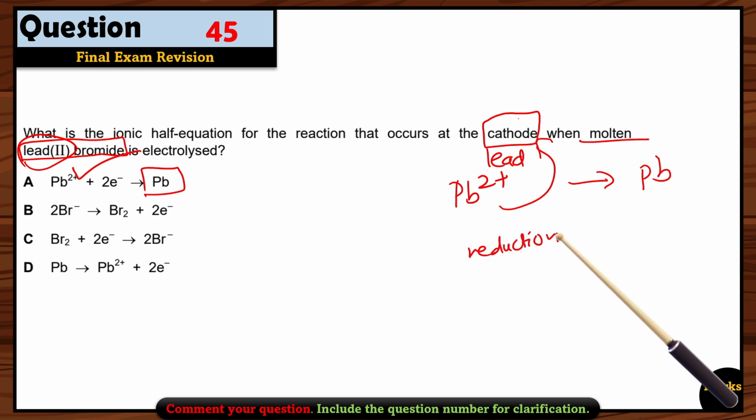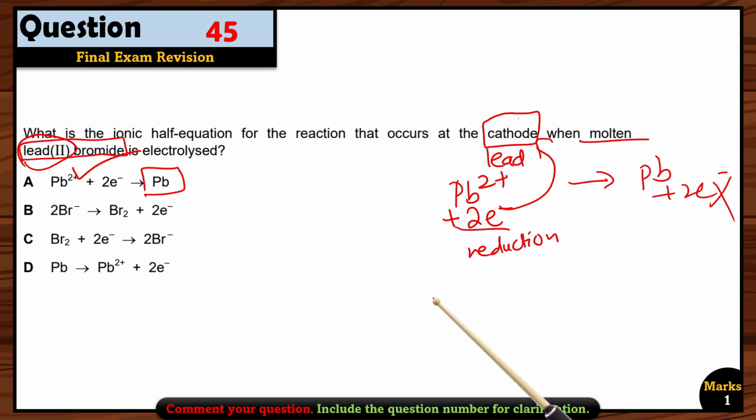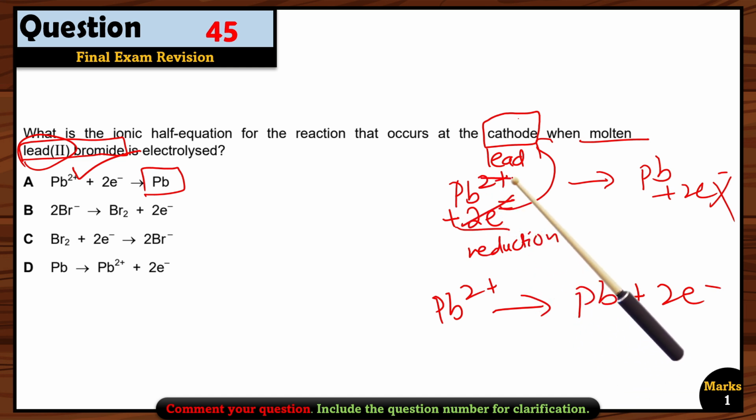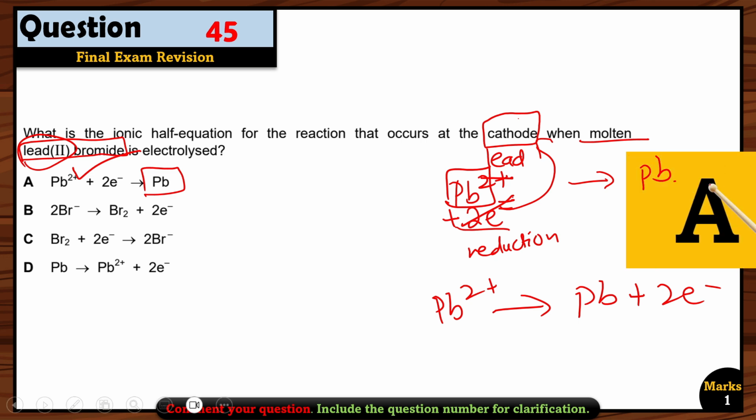Reduction means that ions will gain electrons, and gaining electrons we always write in the reactants, because they are gaining. In the end they will give you a product that will be a metal. So in the product you cannot write the electrons, it will be wrong. You cannot write Pb2+ becomes Pb plus 2e-. That's wrong, because this negative will cancel this positive and you will be left with just Pb. That's why these two electrons should come in the reactants, not here. So option A is the right option.